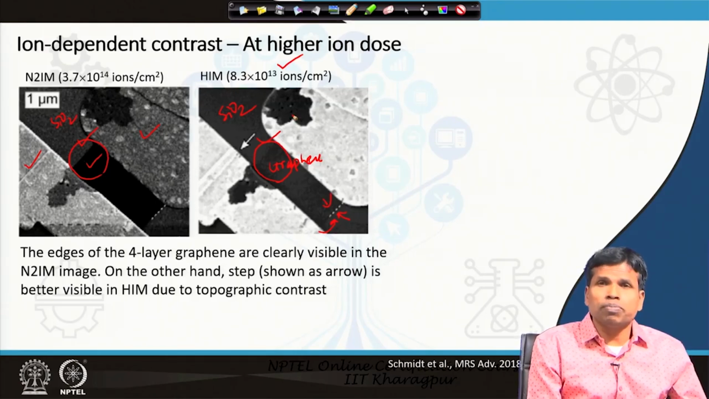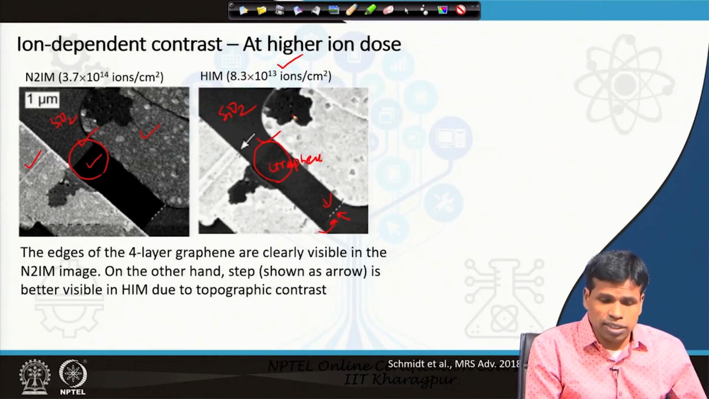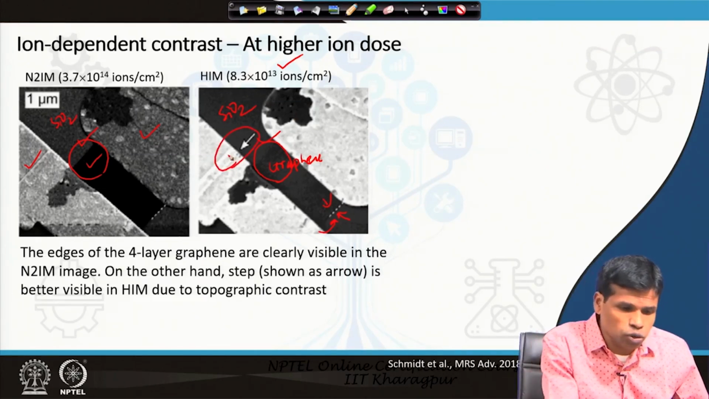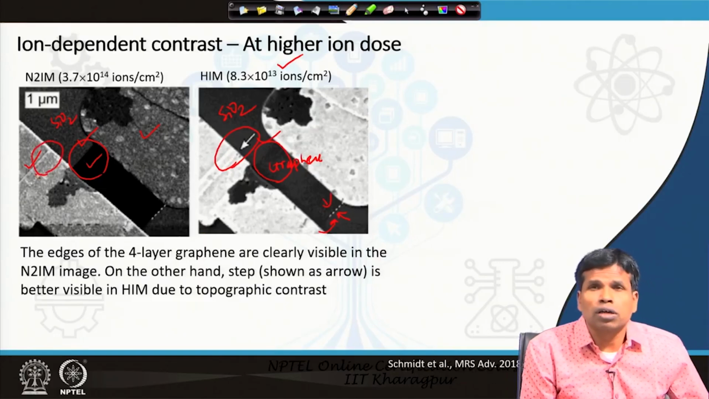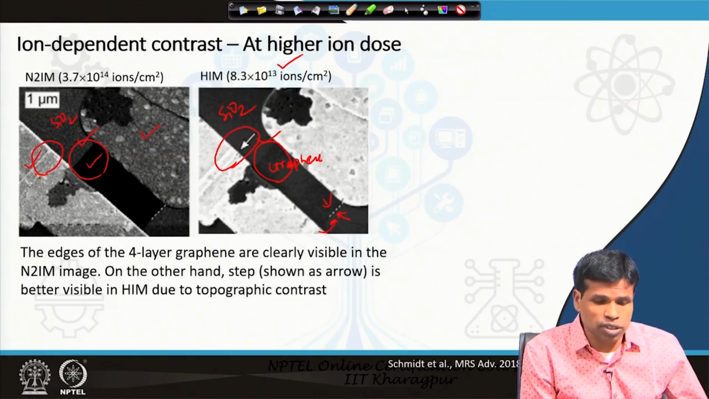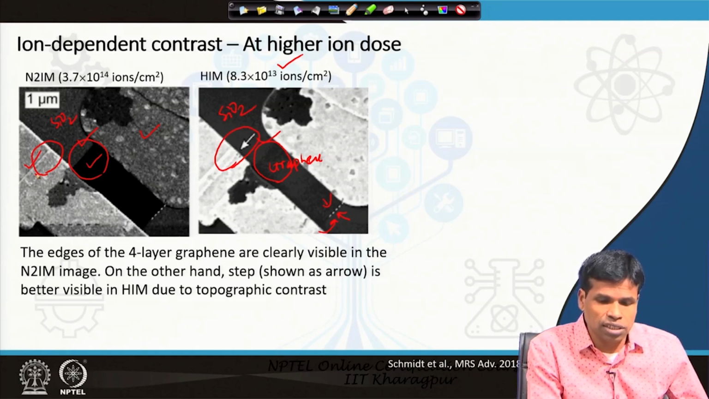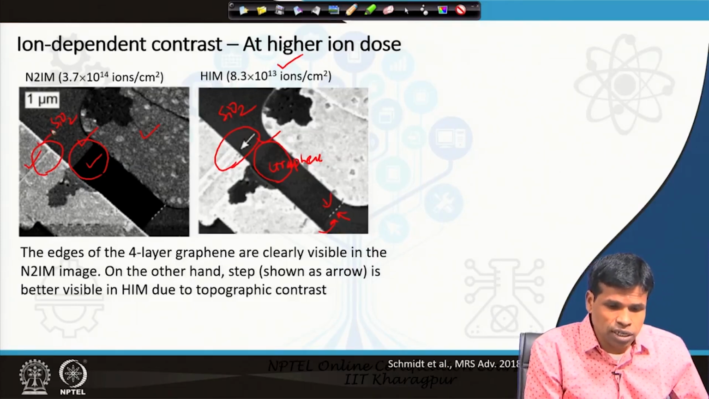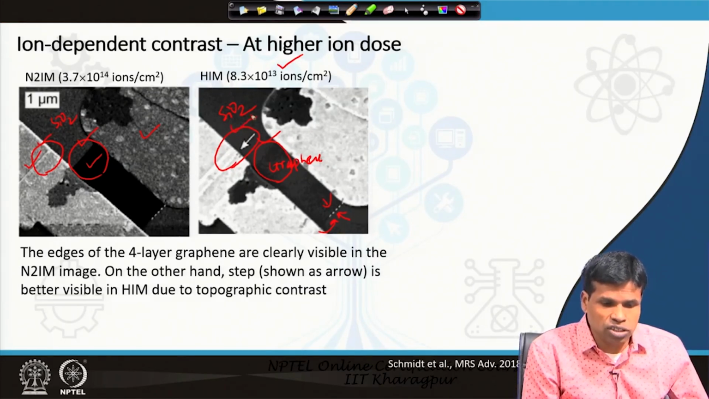Moreover, helium, being of small size, has higher resolution and could distinguish the steps at this place, which is not as clear in the case of the nitrogen ion microscope, because nitrogen size is bigger, therefore resolution will not be as good as that of helium. So, the topographic contrast here is more significant in the helium ion microscope as compared to the nitrogen ion microscope.